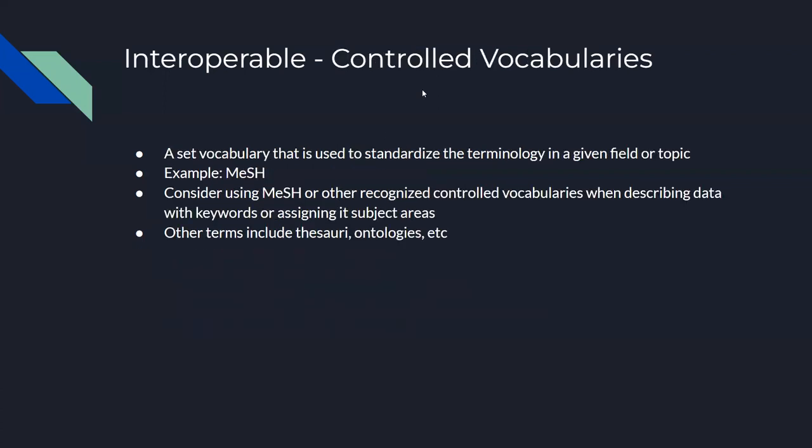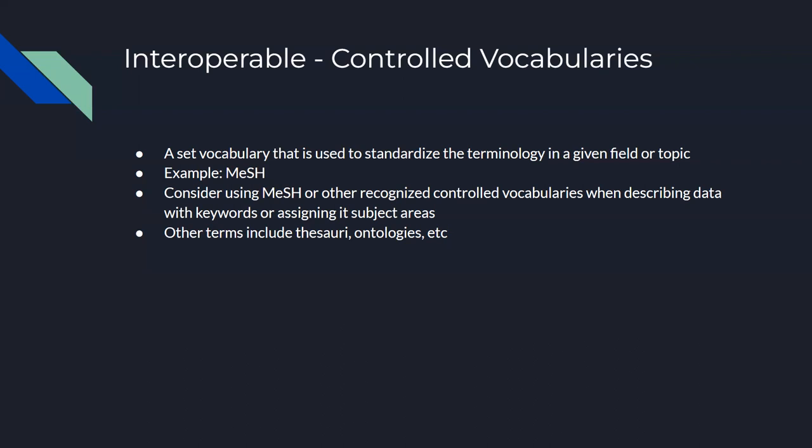All right, so the last aspect of making your data interoperable is using controlled vocabularies. A controlled vocabulary is essentially a set vocabulary that uses standardized terminology for a given field or topic. Those of you that do a lot of in-depth PubMed searching are probably familiar with MeSH. And MeSH is a type of controlled vocabulary.